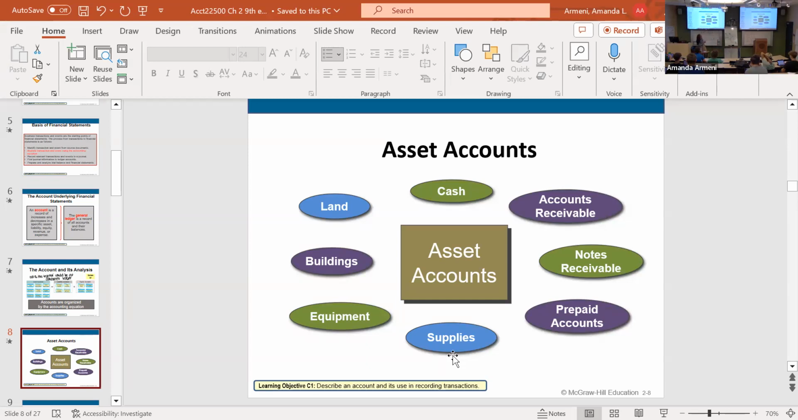Accounts receivable, cash, supplies, and prepaid accounts are short-term, current assets. Notes receivable, over there on the right-hand side, we haven't talked about yet. I'm getting to it. These are all things that we can own and benefit from having, but it's just how quickly are we going to benefit from having it? Is it for a long period of time, or are we going to benefit from having it real fast because we're going to use it up?